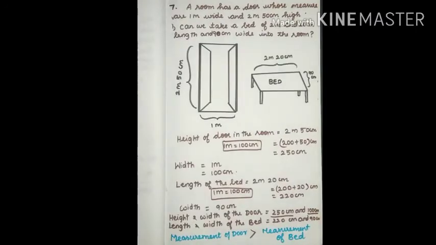Then we have to find which measurement is larger. See, the height and width of the door is 250 centimeter and 100 centimeter. And the length and width of the bed is 220 centimeter and 90 centimeter. Which is larger? Yes, the measurement of door is larger. So, we can take this bed into the room. Here the given question is what? We have to find, can we take a bed of 2 meter and 20 centimeter length and 90 centimeter wide into the room? Yes, we can take this bed into the room.